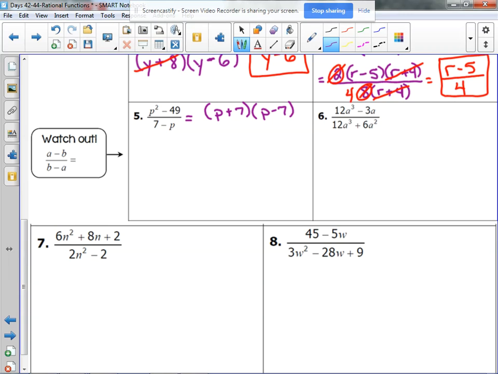Check it. P times P is P squared. Outside's negative 7P. Inside's positive 7P. Those cancel. 7 times negative 7, negative 49.